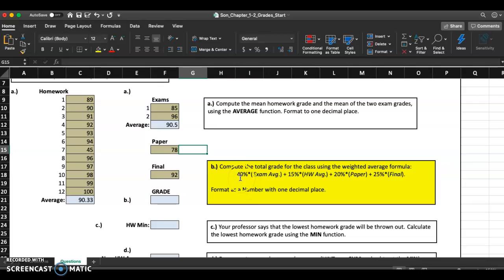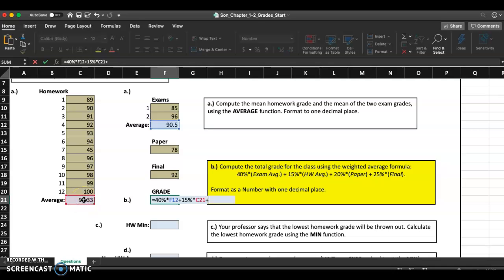I'm going to use this: 40% times exam grade plus 15% times homework average plus. So let's do that over here. Grade, equal sign, 40% times exam average. This cell right here, click on F12, plus 15% times homework average. We found that in C21, so click C21, plus 20% times paper grade. This person got 78, plus, last one, 25% times the final exam grade, which is 92.